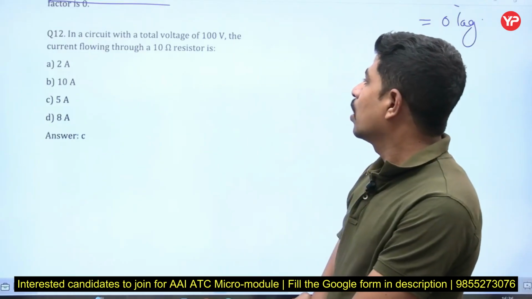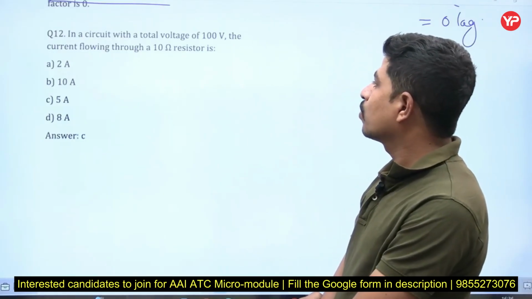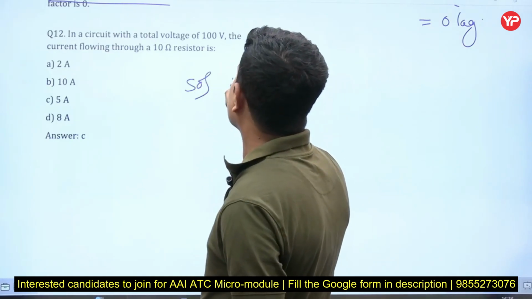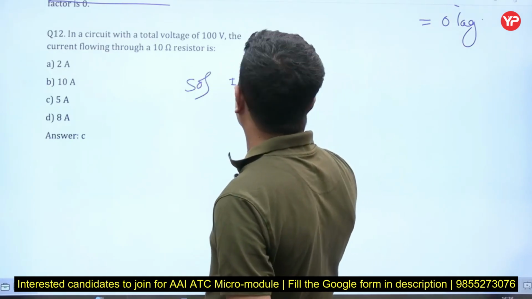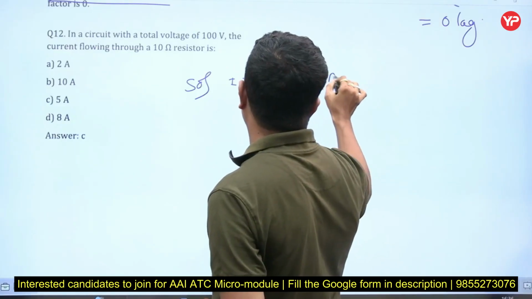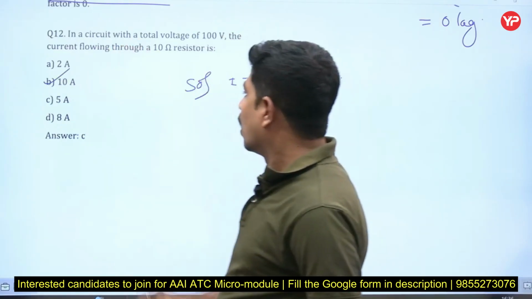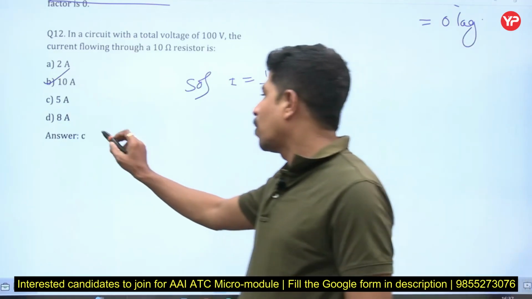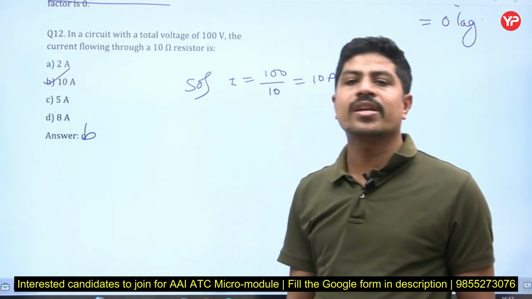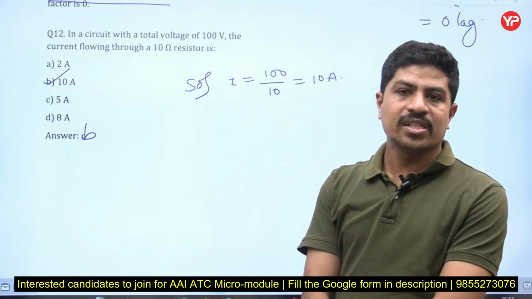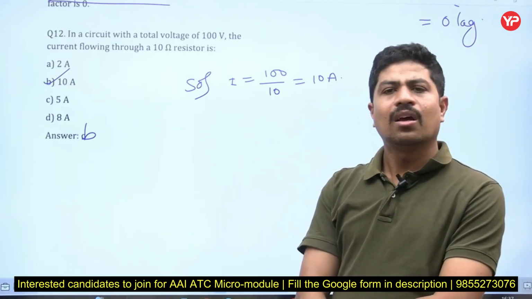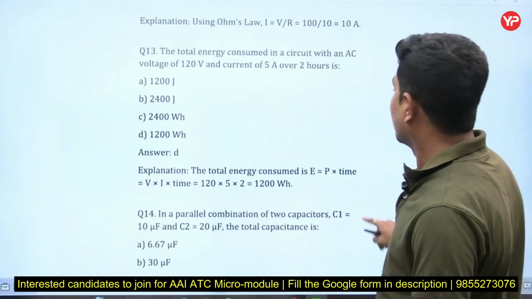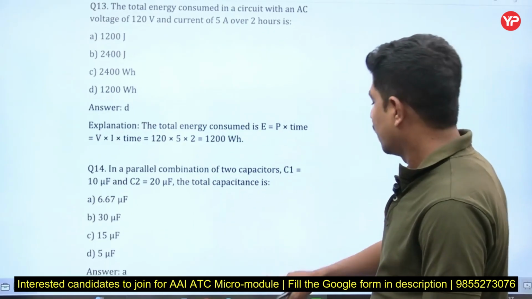In a circuit with a total voltage of 100 volts, the current flowing through the 10 ohm resistance is... this is also a direct question. I is equal to V divided by R, that is simply 10 amperes, not 5 amperes. It is B. I is equal to V by R. Whether it is AC or DC, for AC the given voltage is RMS and the obtained current is also RMS. For DC, no RMS, no maximum, nothing. It's a constant value. Next question.